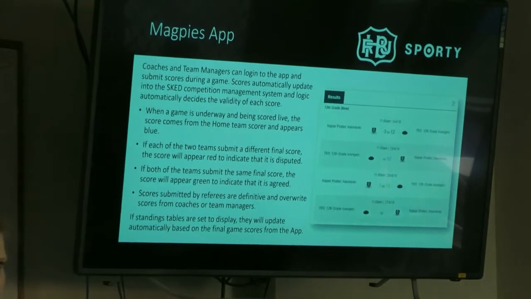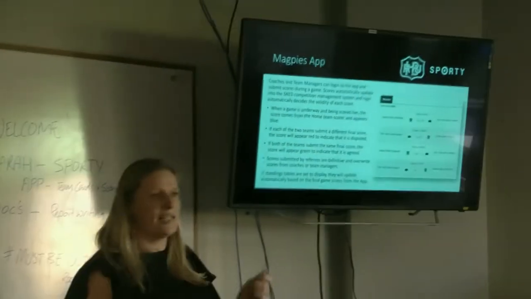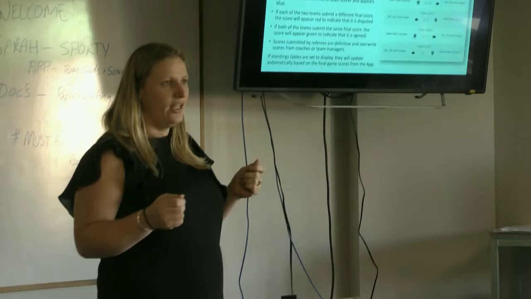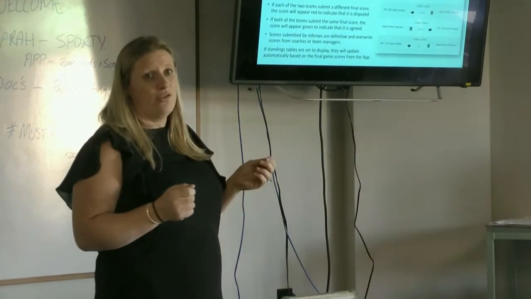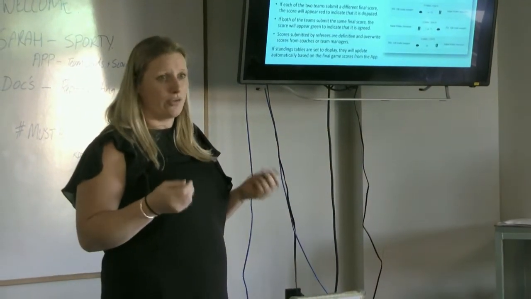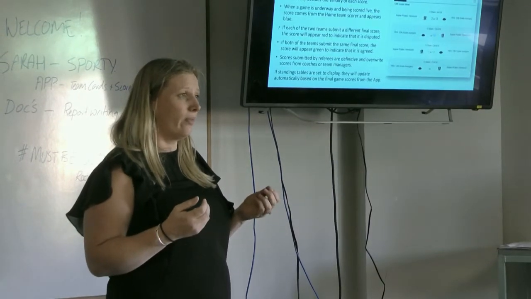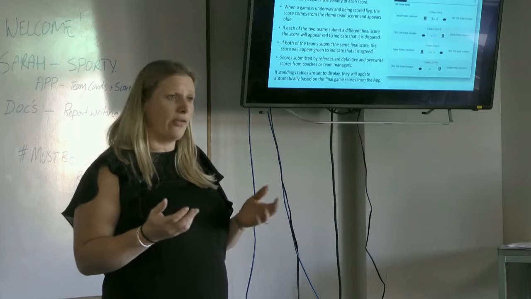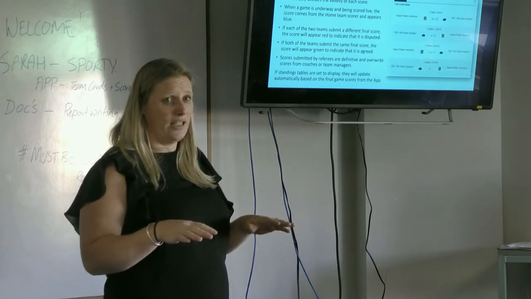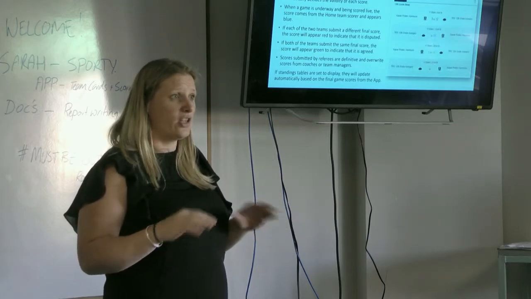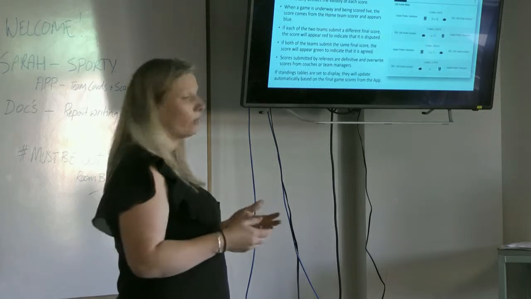If both of the teams submit a different score, so say one of the teams says it was 10 to 8 and the other team says it was 10 to 7, it will show in red. So effectively we know that people have differing results. So we're going to show a red score and we're going to show the home team version of the score. Then if subsequently you guys as a referee submit a score, you're the final say. So anything that you say goes. So we're going to replace that result with a green score.